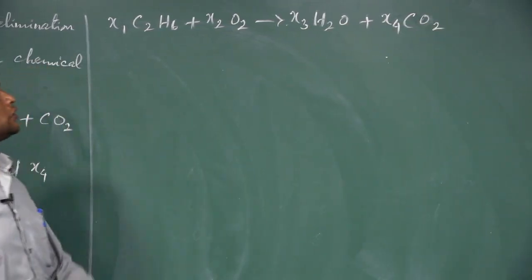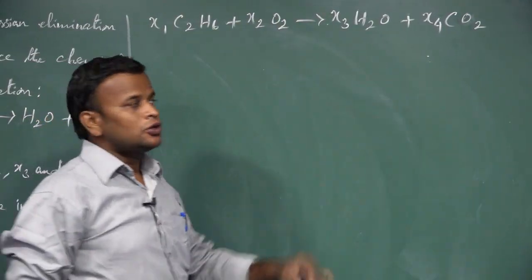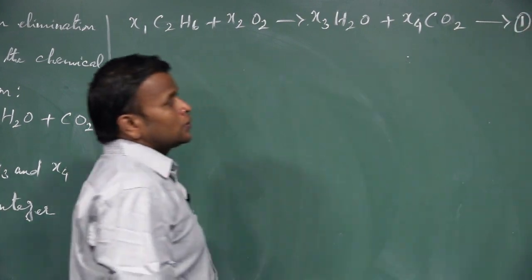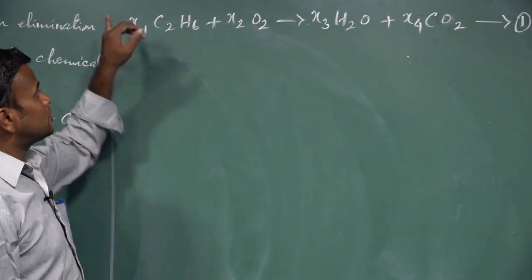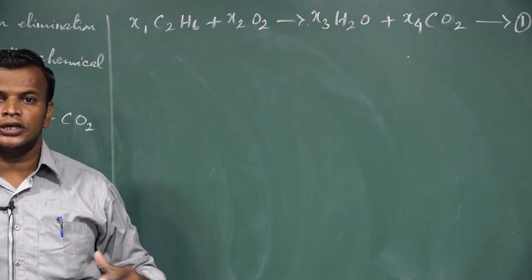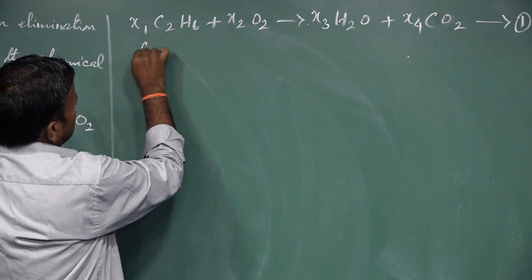Now our motive is to find the values of x1, x2, x3 and x4. So we use these equations, and I put it as equation 1. Now to find the values of the unknowns x1, x2, x3, x4 by using the Gaussian elimination method, the next step is equating.